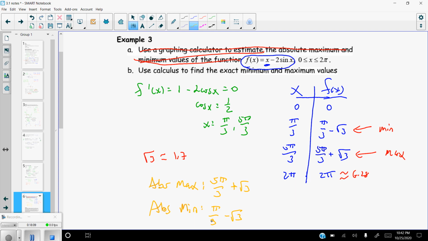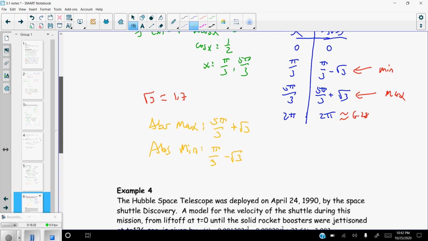Obviously, if you're allowed to have a calculator, you can plug these things in. It would have been much easier. But I want to get you used to doing some estimation techniques, just in case you're not allowed to have a calculator on some of these types of problems. Okay, one more example to go.